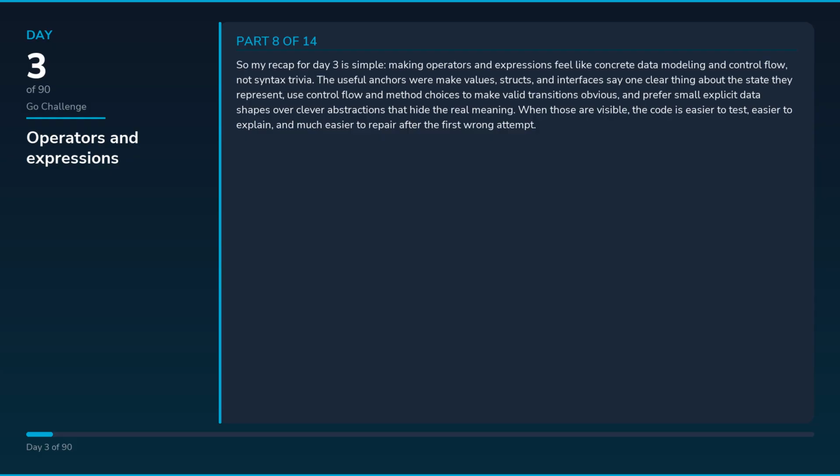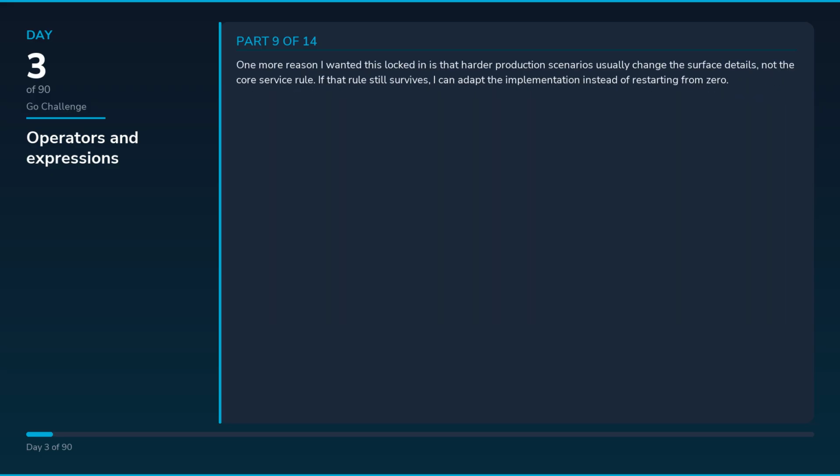The useful anchors were make values, structs, and interfaces say one clear thing about the state they represent, use control flow and method choices to make valid transitions obvious, and prefer small explicit data shapes over clever abstractions that hide the real meaning. When those are visible, the code is easier to test, easier to explain, and much easier to repair after the first wrong attempt. One more reason I wanted this locked in is that harder production scenarios usually change the surface details, not the core service rule. If that rule still survives, I can adapt the implementation instead of restarting from zero.